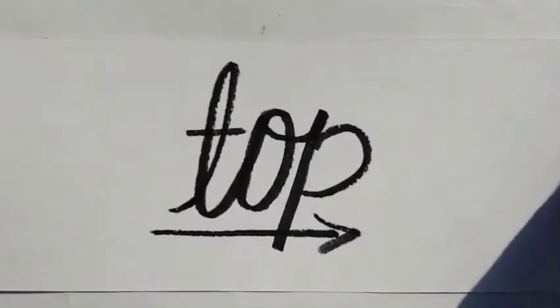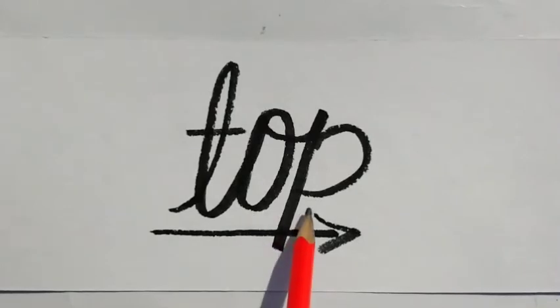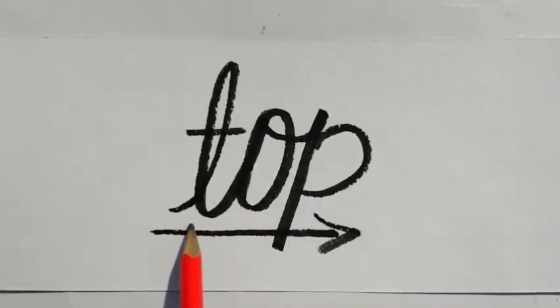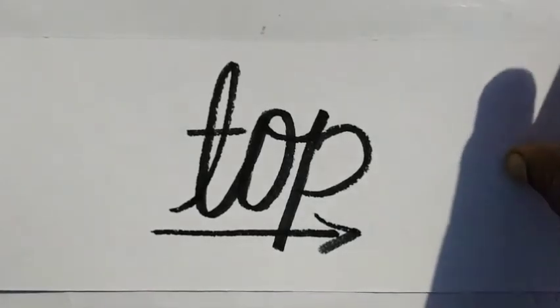Let us show the next card. Look at the next card. What word is this? Top. Top. T-O-P. Top. Say along with me. T-O-P. Top. Yes. I'm going to take away the card. Just write the word spelling top in your notebook.